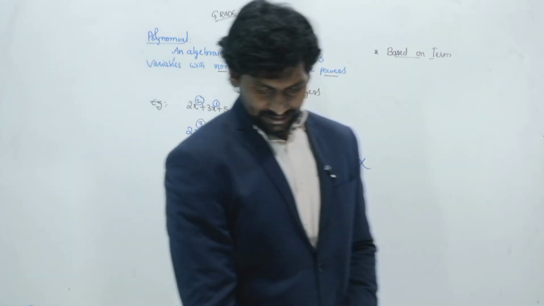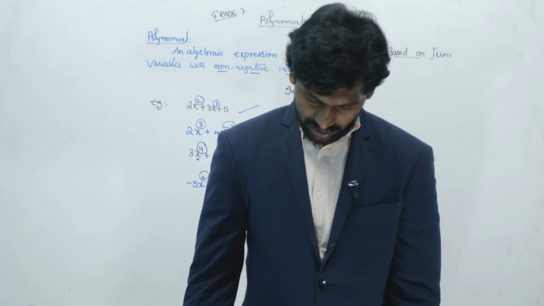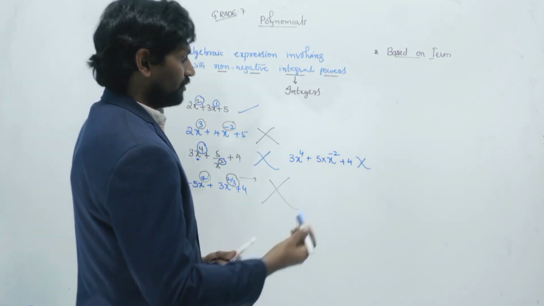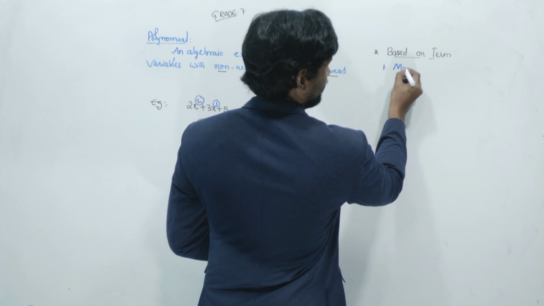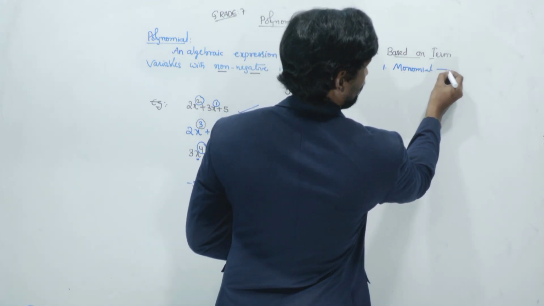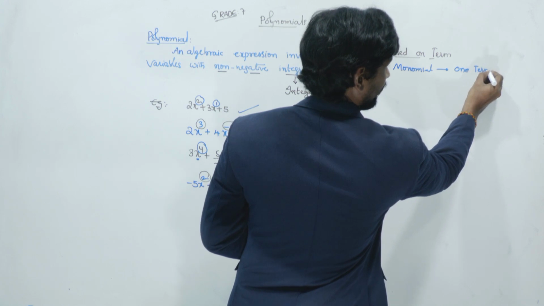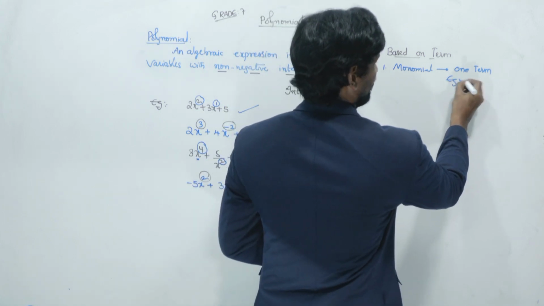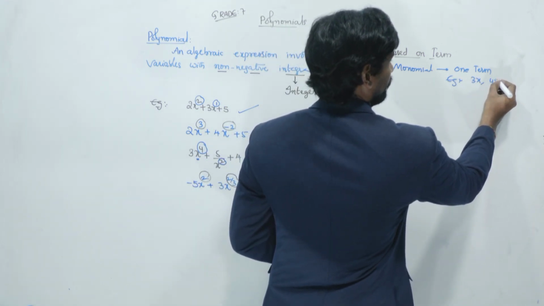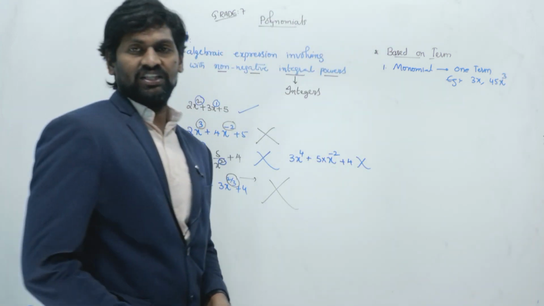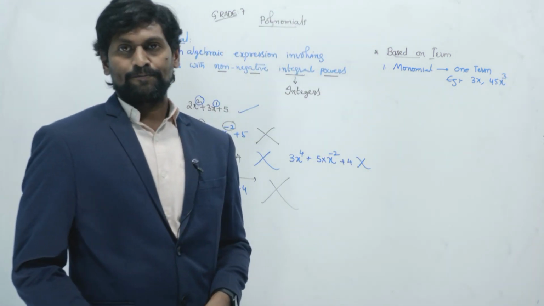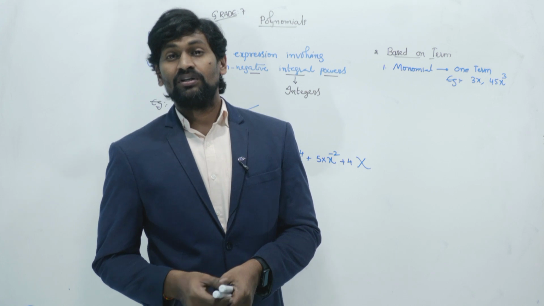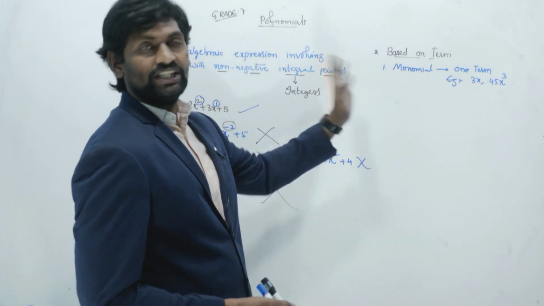Let us see that. Based on the number of terms, a polynomial having only one term is called a monomial. Examples are 3x, 4x, 5x cube, 45x power 3. These are all single-term monomials. An algebraic expression with variables and only one term is called a monomial.